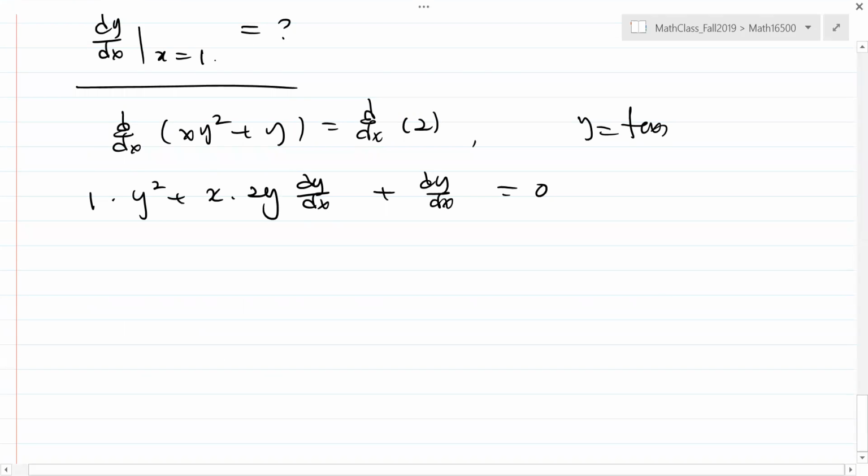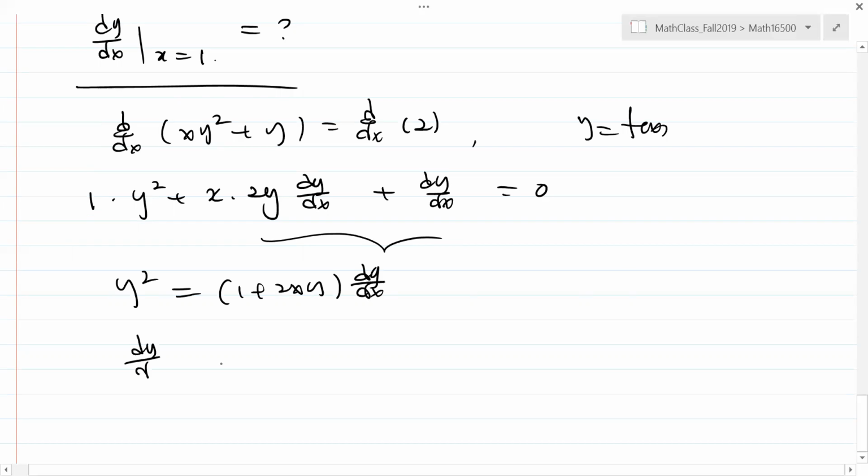This applies the product rule to x times y squared. When you differentiate y squared with respect to x, you get 2y times dy/dx. Now those two terms are like terms, right? So y squared plus (1 plus 2xy) times dy/dx equals 0. Then you solve for the derivative: dy/dx equals negative y squared over 1 plus 2xy. So this is the most general formula for the derivative. As long as you know the values of x and y, you get the derivative.